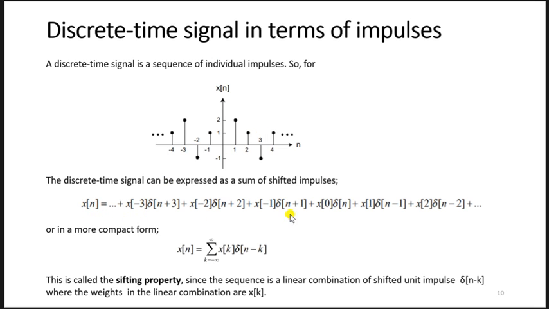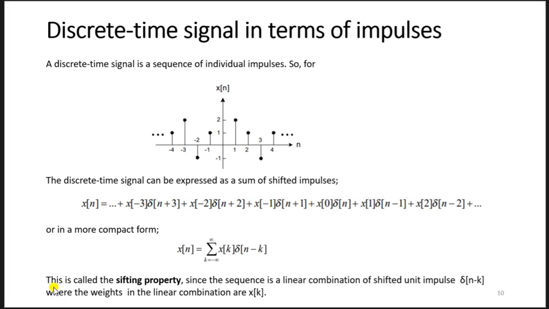Right. When we have written the discrete time signal into impulses, we can write them as summation. We saw it the other day. So if you look here, you have x[n] equals, it starts from here, x[negative 3] delta[n plus 3] plus x[negative 2] delta[n plus 2], and so on. And this is the compact form of this equation.